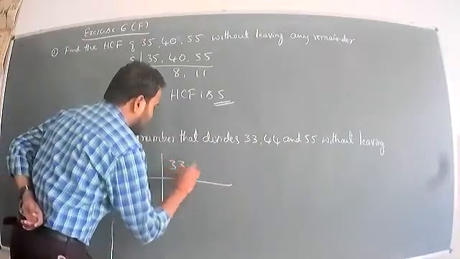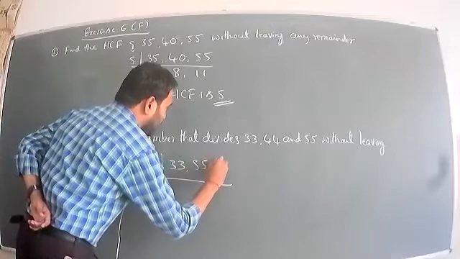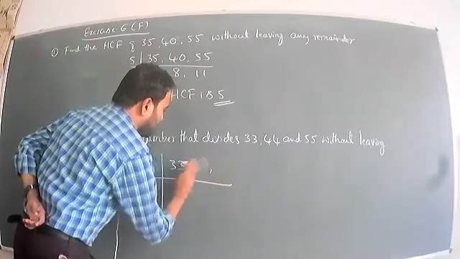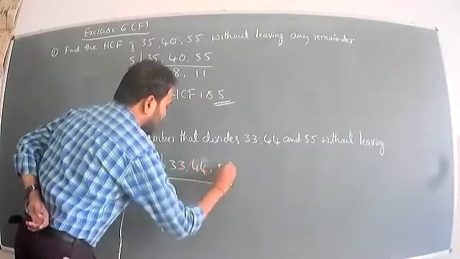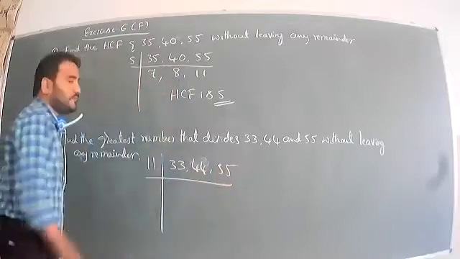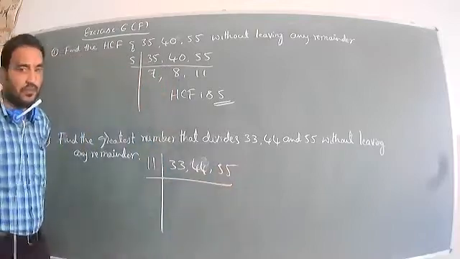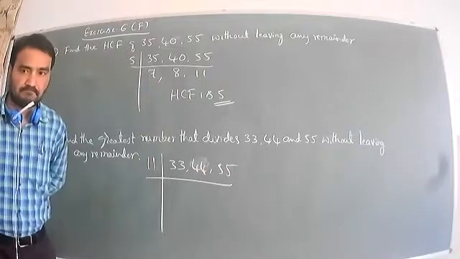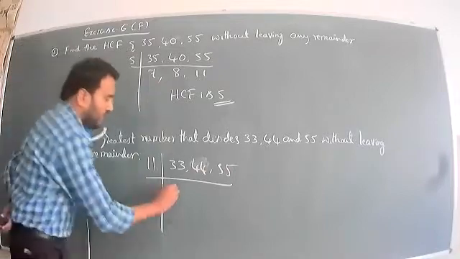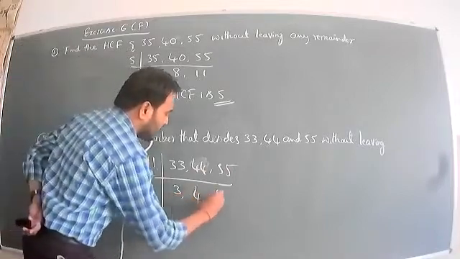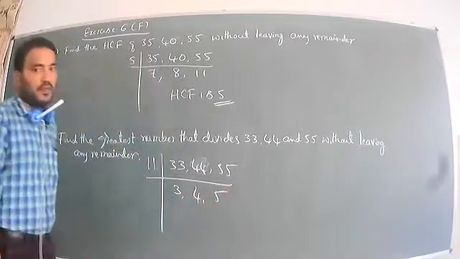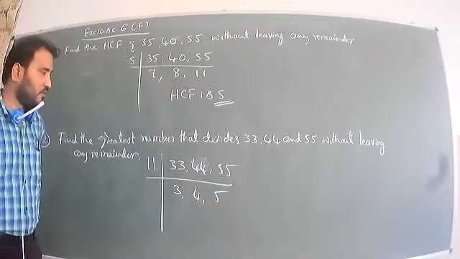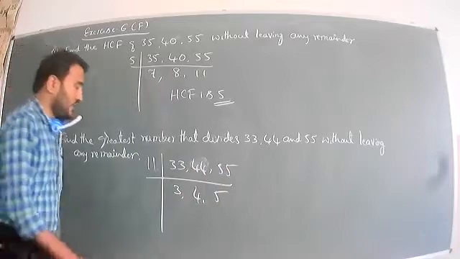33, 44, 55. So can we take 11? It is a prime number. So can we divide easily? Is it right? Okay. 11 3s are 33, 11 4s are 44, 11 5s are 55. So which is the greatest number? The HCF is 11.